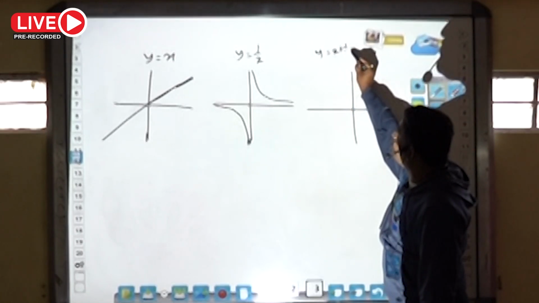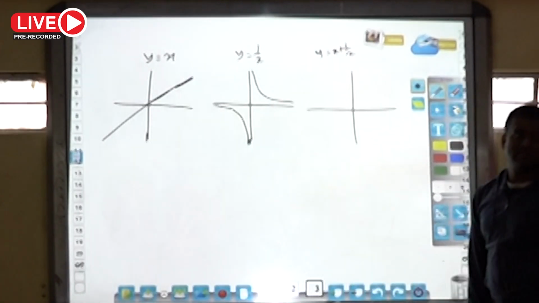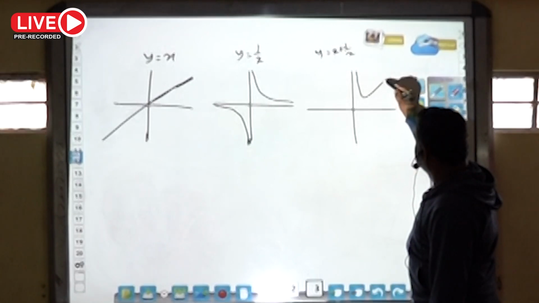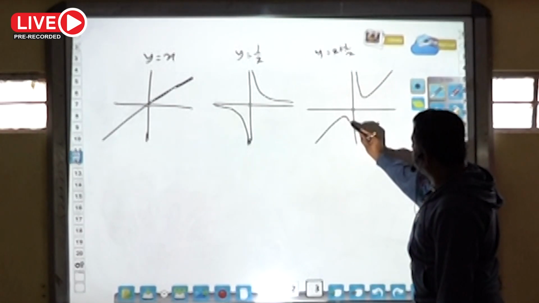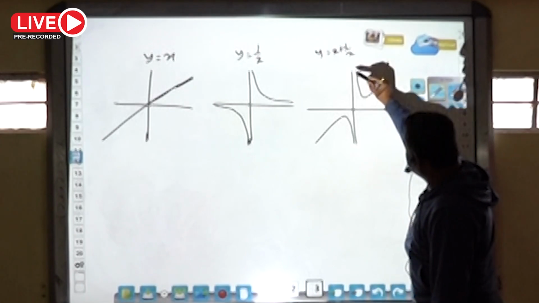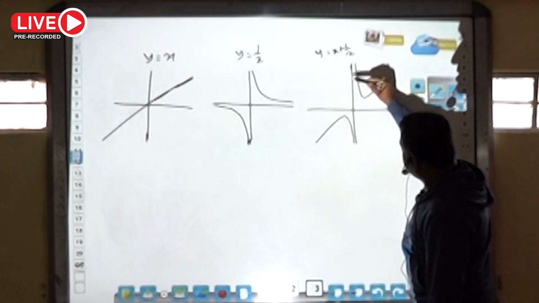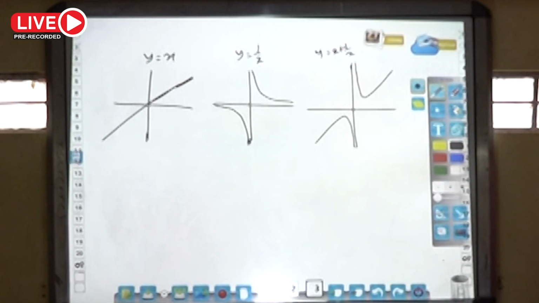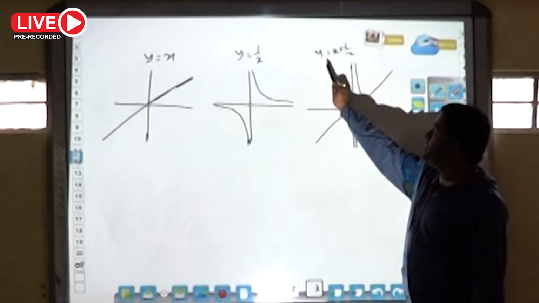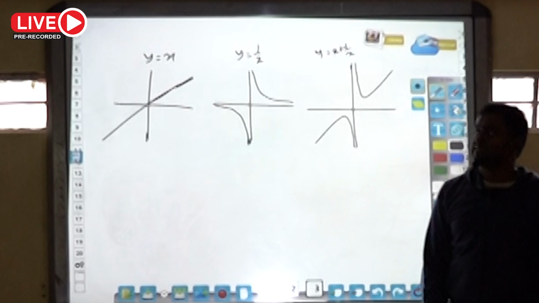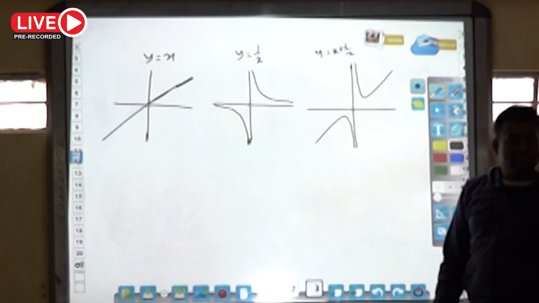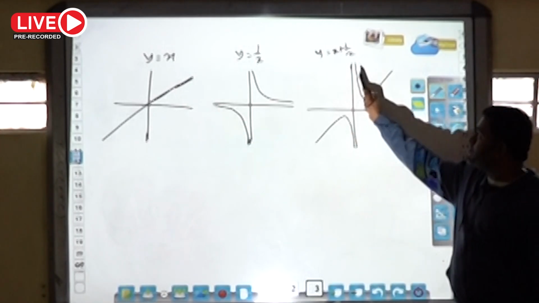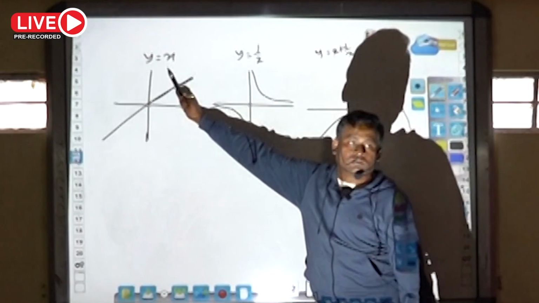plus 1 by x, meaning both functions are added. So what will be the nature of the graph? This will be the nature of the graph. Now you can ask how you know this nature. See, if I go to a very large value of x, then 1 by x will decrease. So which value will be larger? x. So the nature of the graph will be more like this one.